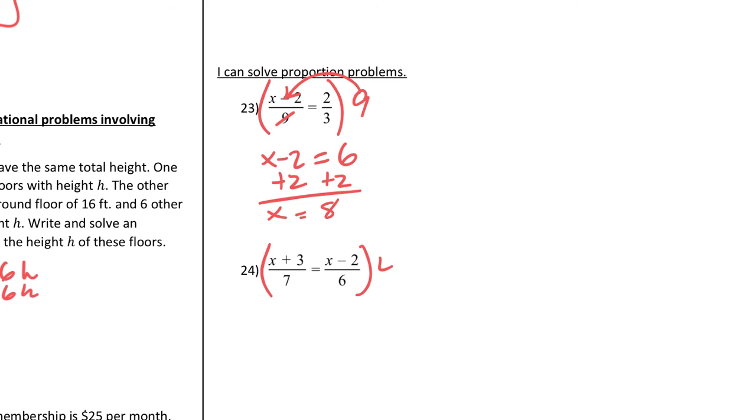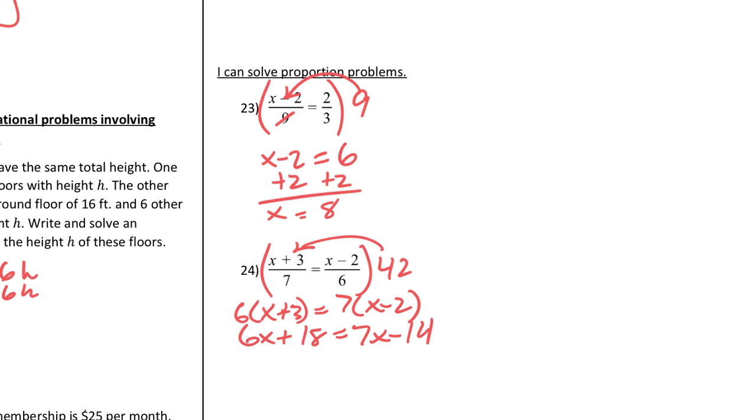Here you can multiply both sides by 42. Multiply this by 42, and 7 goes into 42 6 times, so it's 6 times x plus 3. And the other side, 6 goes into 42 7 times, so 7 times x minus 2. So 6x plus 18 is equal to 7x minus 14. Subtract 6x, and you got to add 14. So I think I'll just do that all in one step. So that's 32. 32 is equal to x. Super.